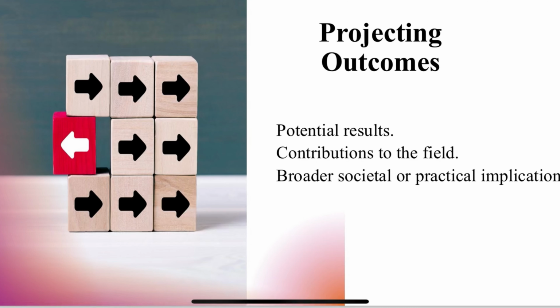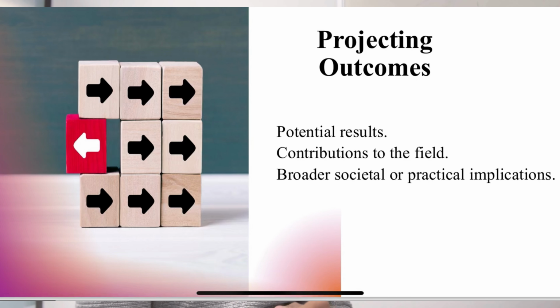Once you have designed your research methods, the next one is projecting outcomes. Then you have to tell what the outcome of the project will be once you have followed these things. There you will talk about the potential results, contribution to the field, and broader societal and practical implications. Remember that these results should be directly related to what you mentioned in the very beginning about your research gap. So in the end, the outcome of your project should be in connection with the research gap which you identified in the beginning, and you have to relate it there.